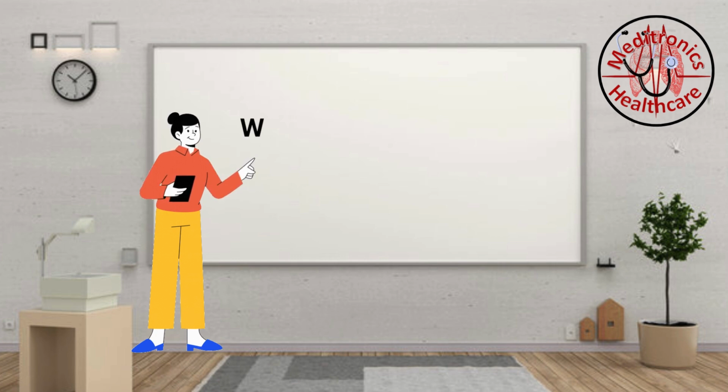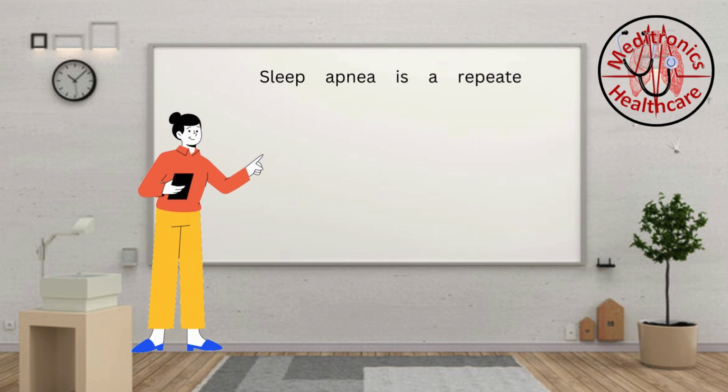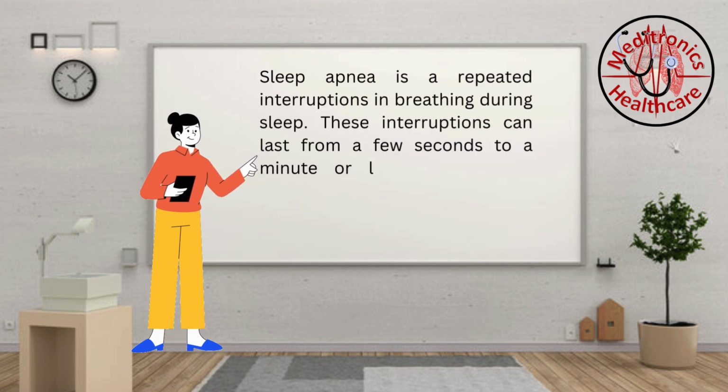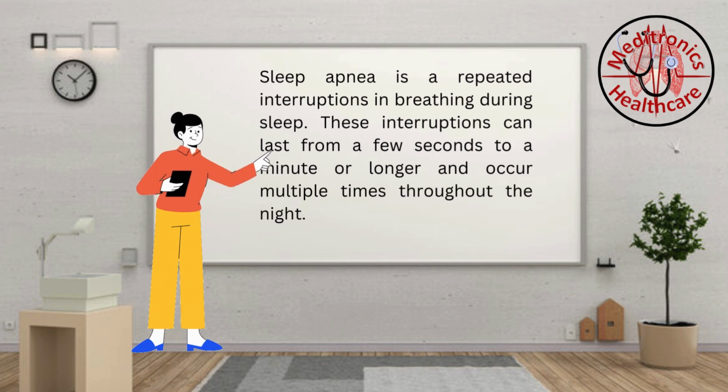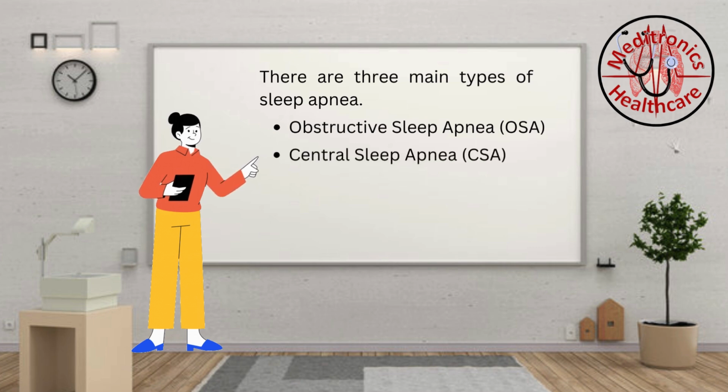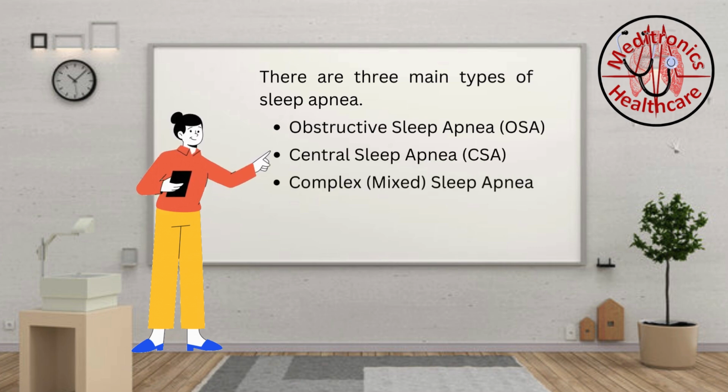Today's topic: What is sleep apnea? Sleep apnea is repeated interruptions in breathing during sleep. These interruptions can last from a few seconds to a minute or longer and occur multiple times throughout the night. There are three types of sleep apnea: obstructive sleep apnea, central sleep apnea, and complex, mixed sleep apnea.